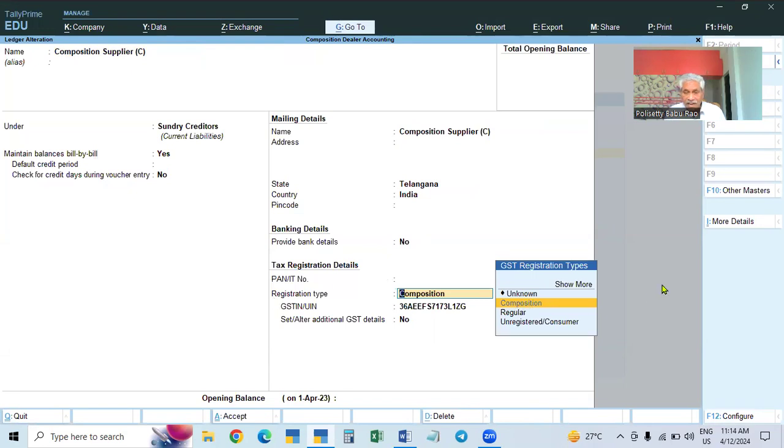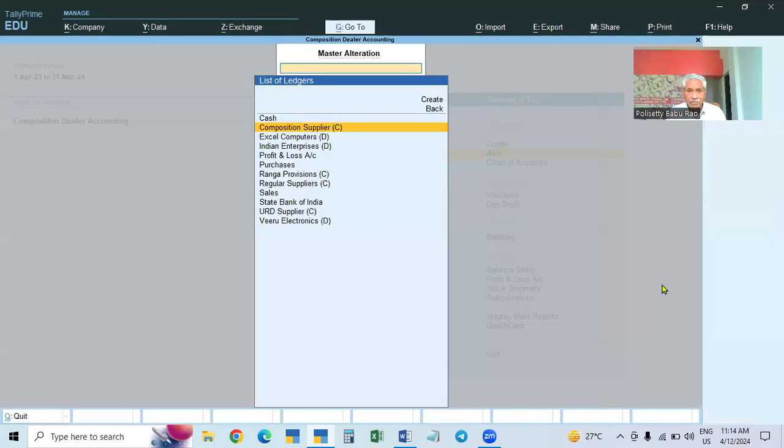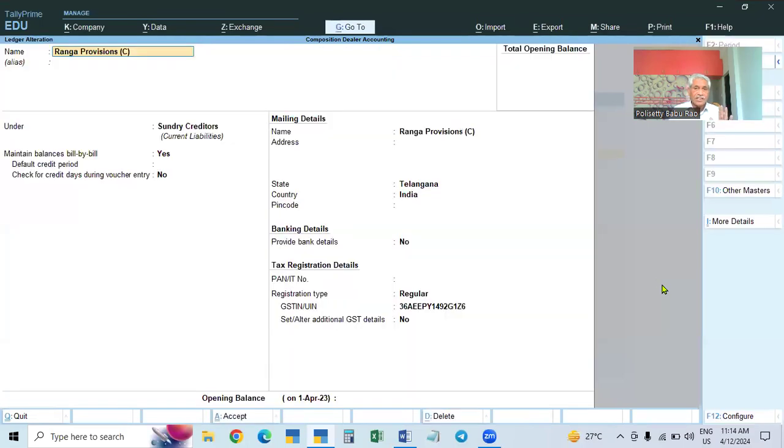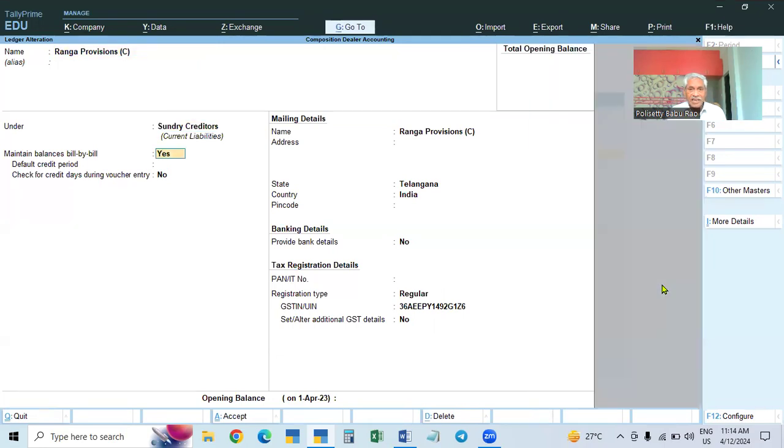Registration type, we have to select composition. Composition is also registered, so I have to enter the registration number. Okay. Then the next one is again C, Ranga provisions. I created this for some other purpose, for non-taxable, that is nil rated and exempted. So this is also a creditor. I give the name here, the address, Telangana, the same state.